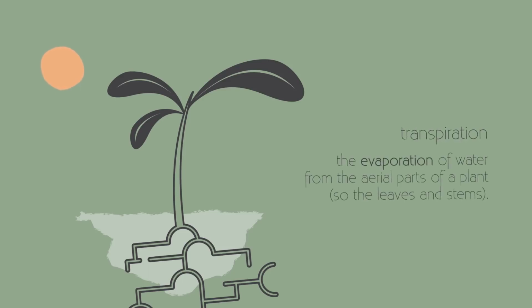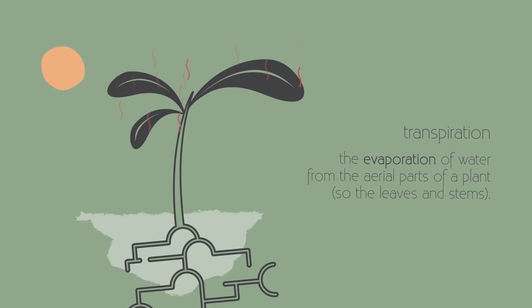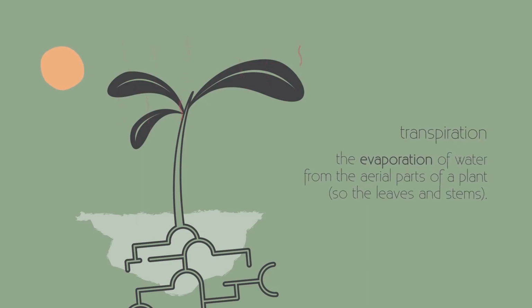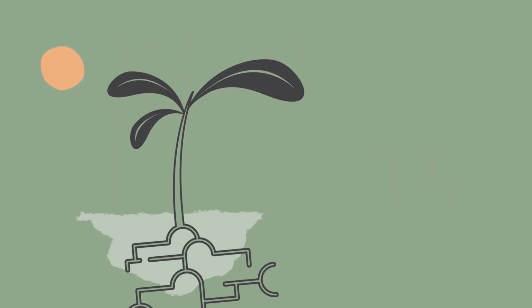Transpiration is the evaporation of water from the aerial parts of the plant, so the leaves and stems. By water evaporating out of these parts, mostly the leaves, a suction pressure is created which draws up the water through the plant. This is called the transpiration pull. But what exactly happens in transpiration?